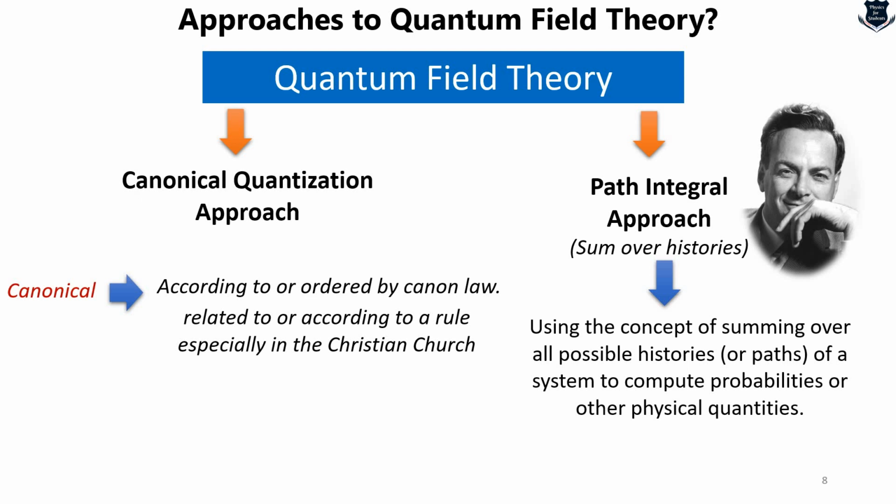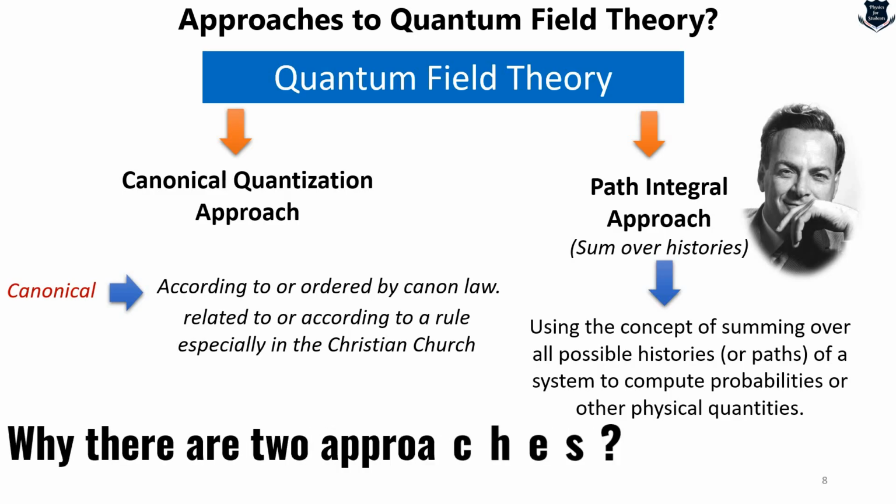That means this one, and compute probabilities to other physical qualities. So these are the two, although there are many other approaches, but primarily there are these two approaches. The question is, why are there two approaches? Why don't we have just a single approach and go ahead with that? Obviously, there should be some reason for two approaches.